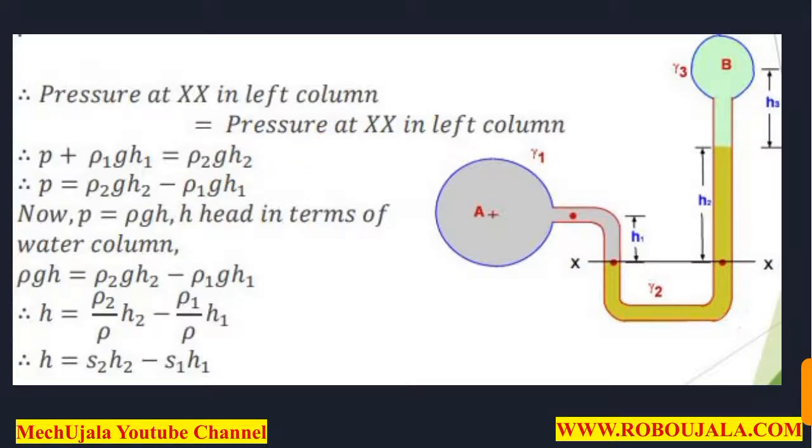Now we have to calculate the head. So now we will put the value of P is equal to rho gh such that we will get the value of H. If we put P is equal to rho gh, then we will get H equal to rho 2 by rho times h2 minus rho 1 by rho times h1. So that's how we can calculate head or pressure difference, or the pressure at different points using U-tube manometers. I hope you understood.